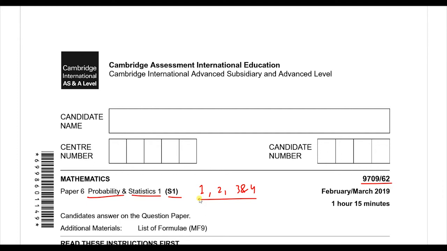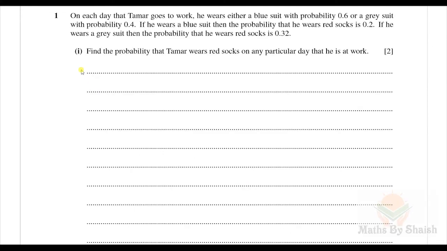So let's start. Here's question number 1. On each day that Tamer goes to work, he wears either a blue suit with probability 0.6 or a gray suit with probability 0.4. If he wears a blue suit, then the probability that he wears red socks is 0.2, and if he wears a gray suit, then the probability that he wears red socks is 0.32.